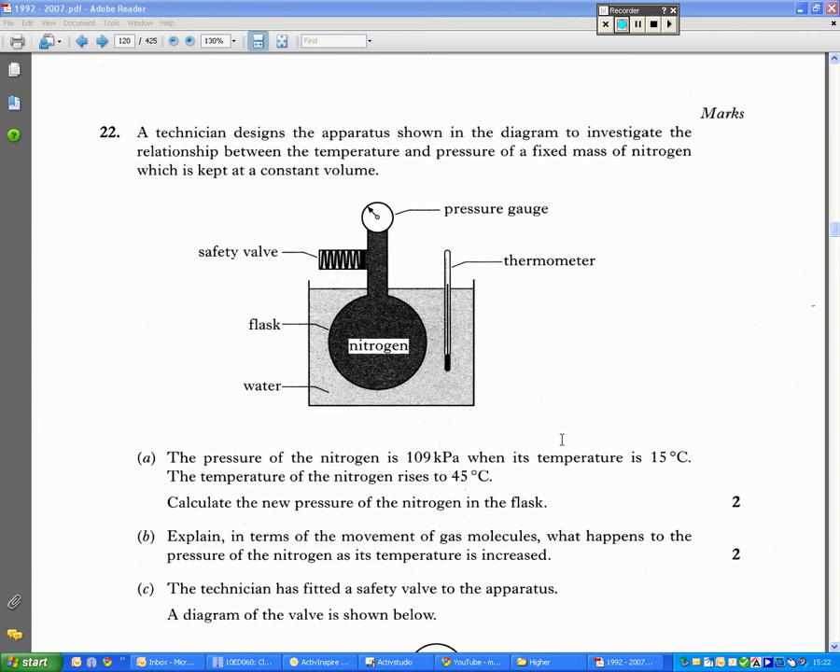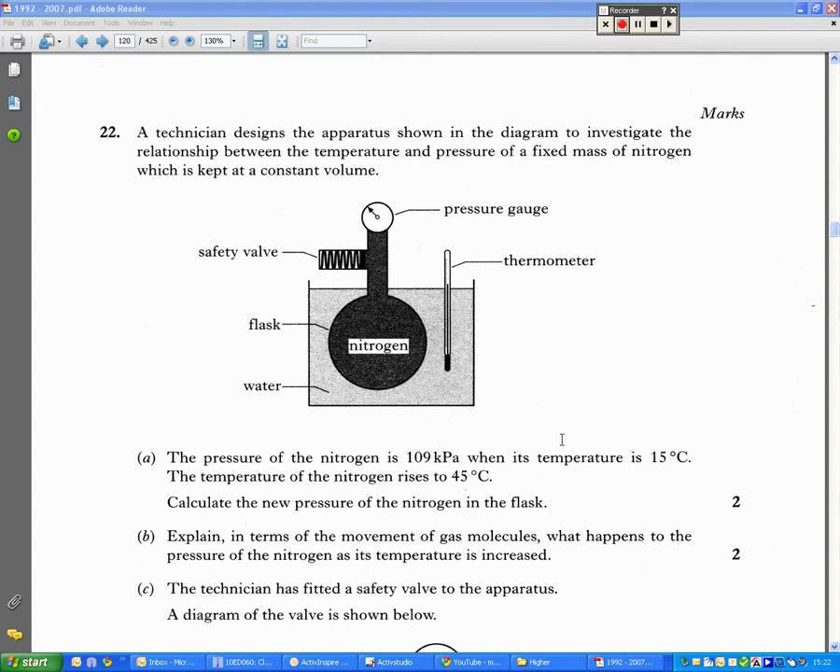So this is the 2002 question 22. It's a gas laws question with a little bit about pressure in it as well. A technician designs the apparatus shown in the diagram to investigate the relationship between temperature and pressure, much like the field experiment that we set up yesterday. Constant volume. Remember, when you're looking at pressure and temperature, you must have a constant volume. Similarly, if you're looking at pressure and volume, you must have a constant temperature.